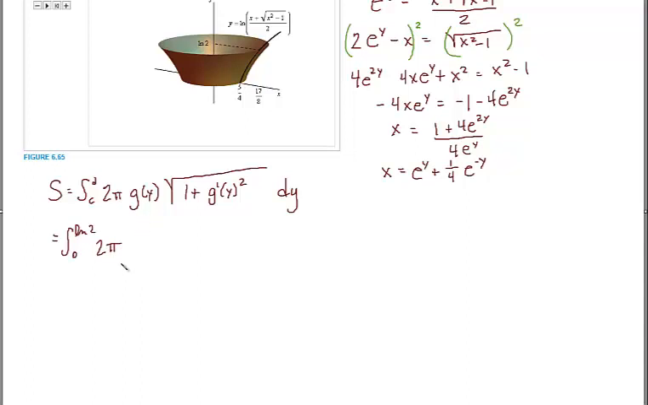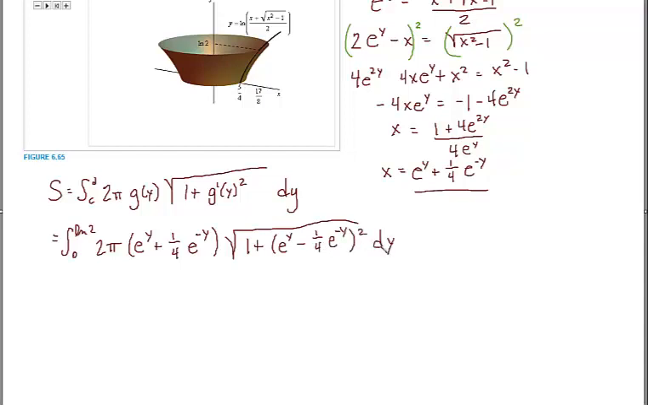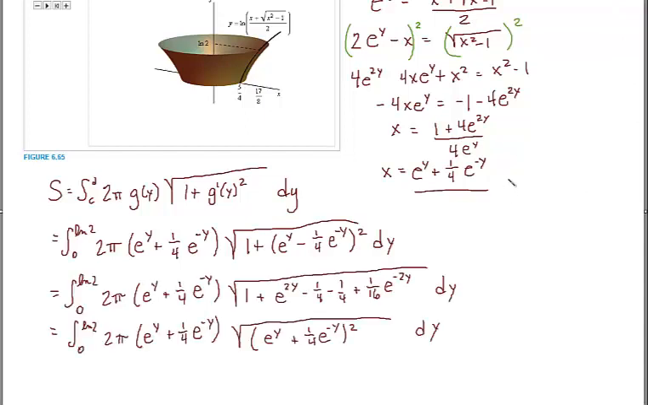And then I've got my 2 pi, my g of y, which is the function that I just found, e to the minus y, then multiplied by 1 plus, and I've got to take the derivative of this guy right here. It's not too bad, e to the y, and then minus 1/4 e to the minus y. It's going to be that quantity squared dy. I'm going to multiply all of this out and combine it with this one and see what happens.